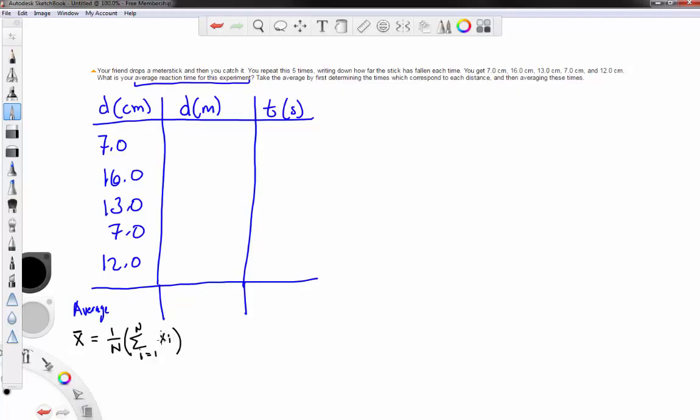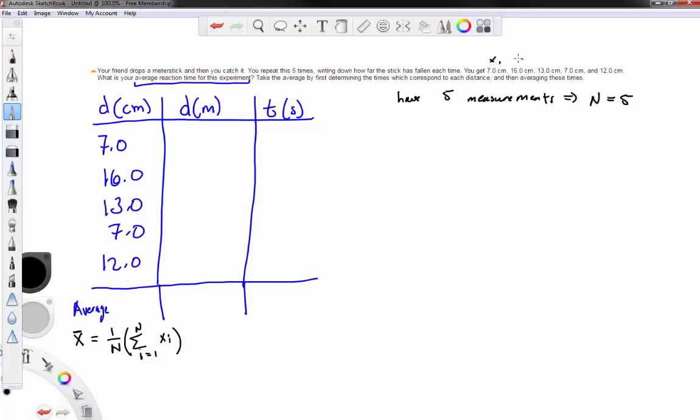X sub i means individual measurements of x. And 1 over n just says when you've finished doing that, divide by how many measurements you took. So as our simple example, we'll take these 5 measurements. So we have 5 measurements, and therefore n is equal to 5. These right here represent the individual measurements.